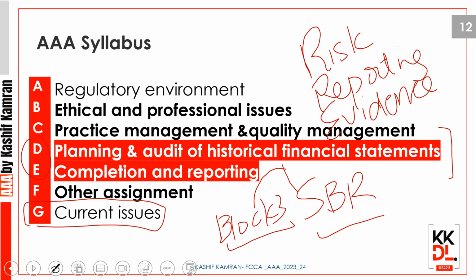But currently, when you sit down to study, you're not looking at 7 syllabus areas. You're primarily looking at 6 syllabus areas. And in the 6 syllabus areas, D and E should take 50% of your time. Is that clear to all of you?